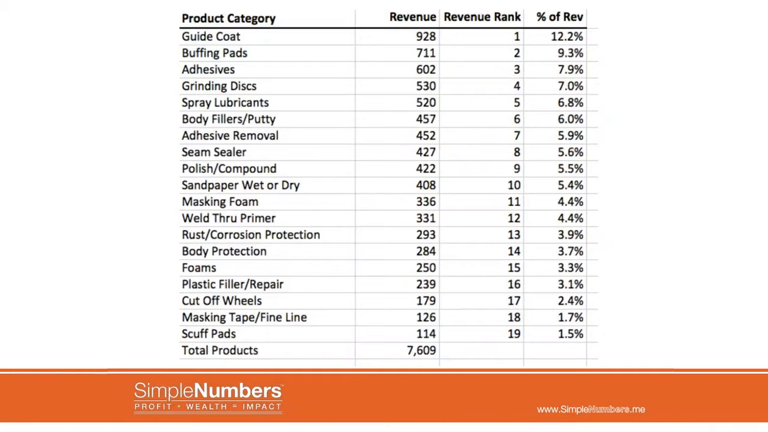Well, let's take it one step further and look at it not only from their revenue ranking, but let's look at their gross margin dollar ranking. And so when I start to rank those, I can start to see that spray lubricants and body fillers and putty, items 5 and 6, and even sandpaper, wet or dry, was my 10th, start to shift downward a little bit in terms of gross margin dollars, and a few of the items in the bottom section start to shift upward a little bit in that process. So that's still better than just ranking by revenue, but still not really where I need to be.